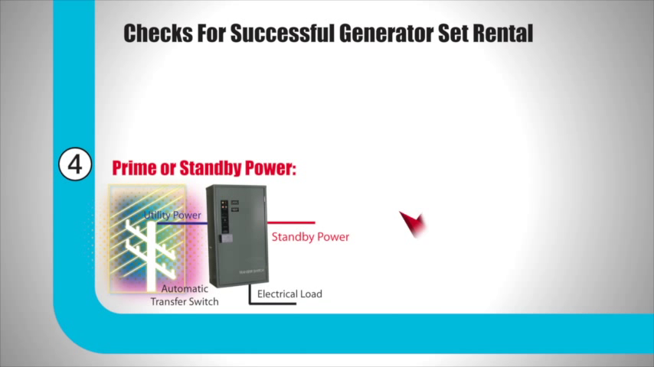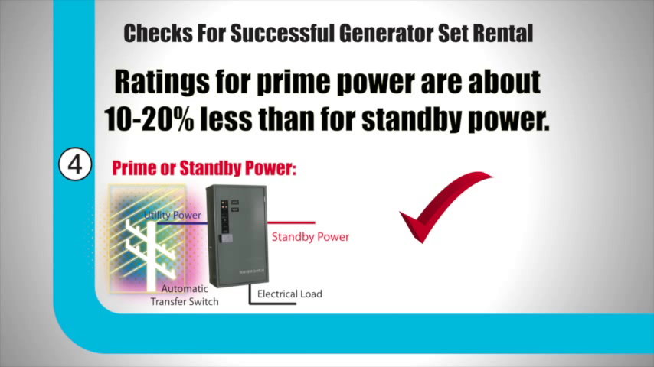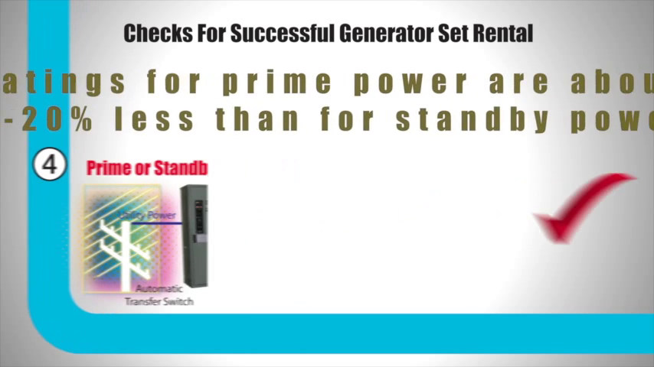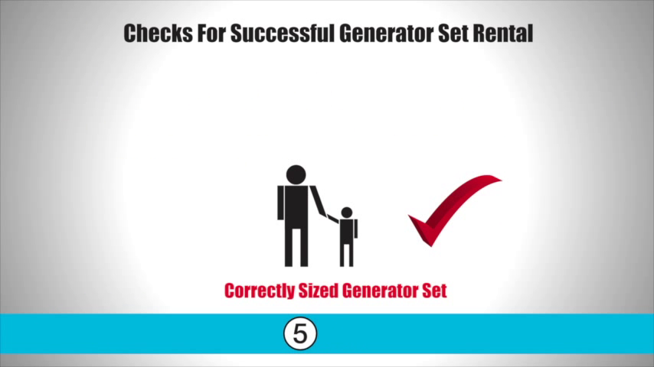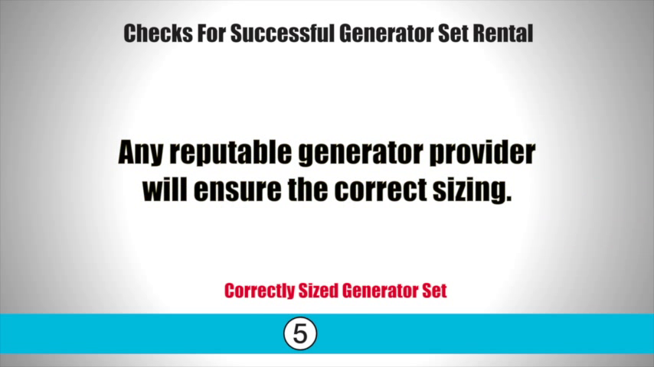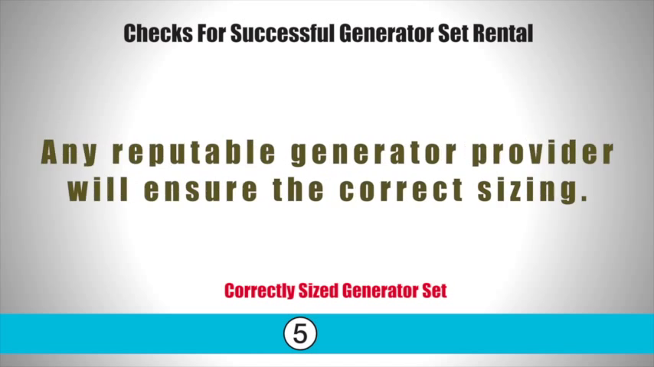Check 4 identifies whether the load is standby or prime. Ratings for prime power applications are approximately 10 to 20% less than standby power. Check 5 ensures the correct size of generator is selected, having determined all the characteristics of the load. Any reputable generator service provider will make sure the correct size of generator is selected.